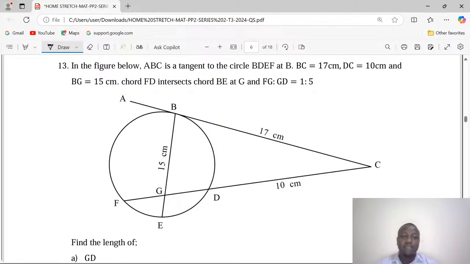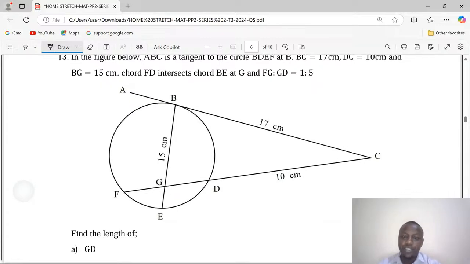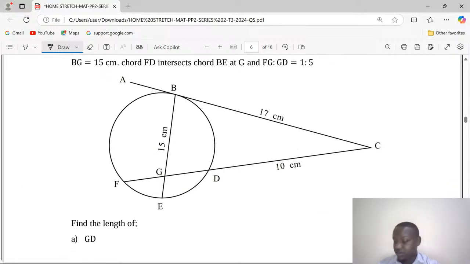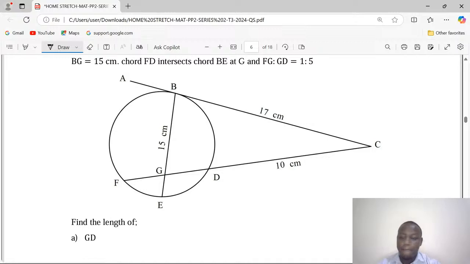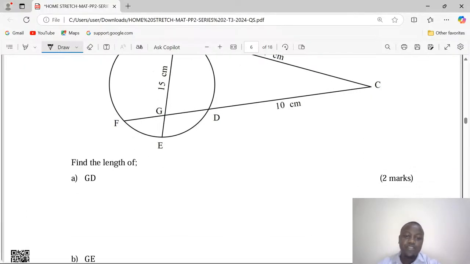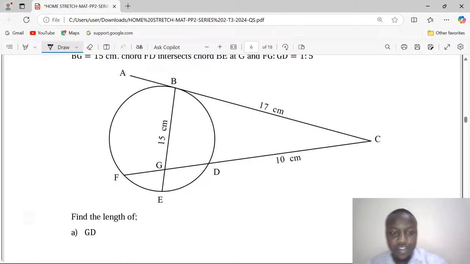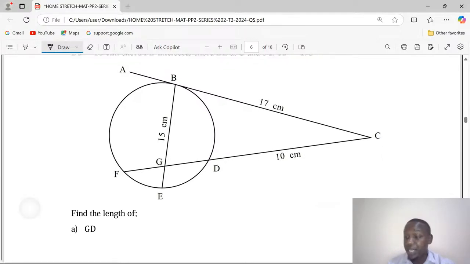Then we are told that the chord FD that you can see intersects with BE at G, such that the ratio of FG to GD equals 1:5. Find the length of GD. The first thing to find is the length of GD. Now we are supposed to know something here.